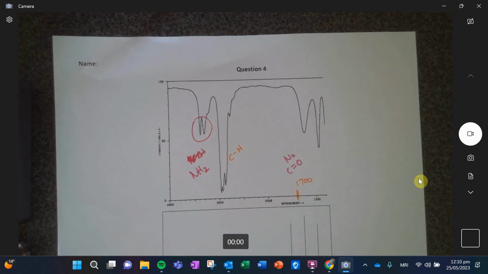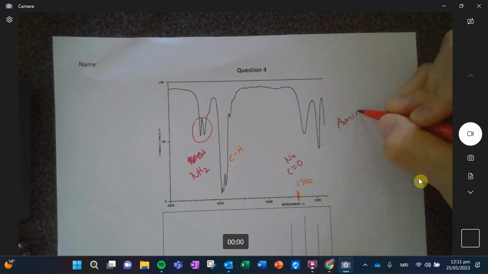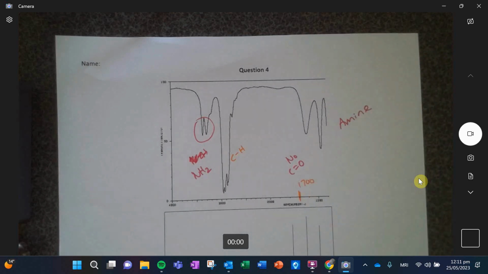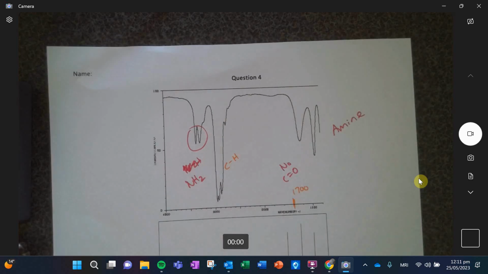All right. Amine or amide? Amine. Because if it was an amide, we would have the carbonyl, right? The other thing to keep in mind is if we had an amide, we would see that NH2 trough go really deep as well. So that's why you guys got to look at a lot of them.